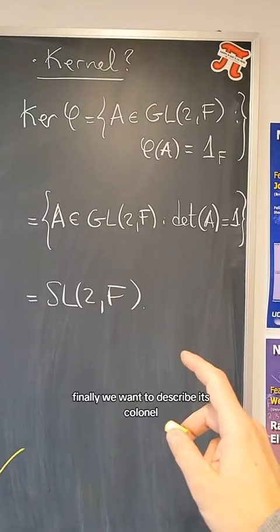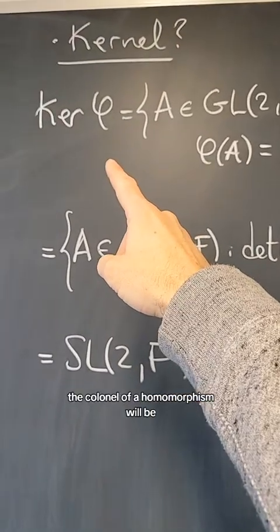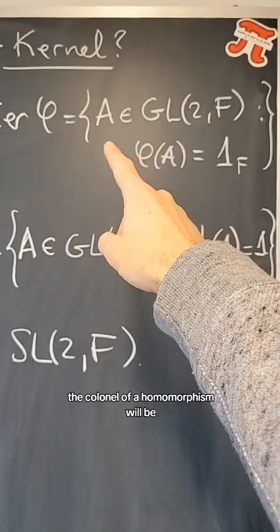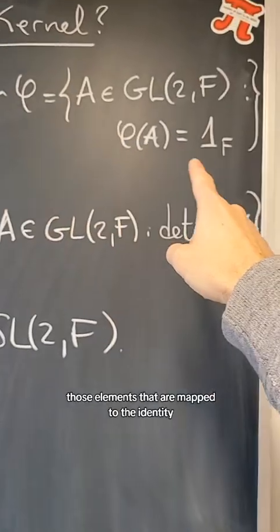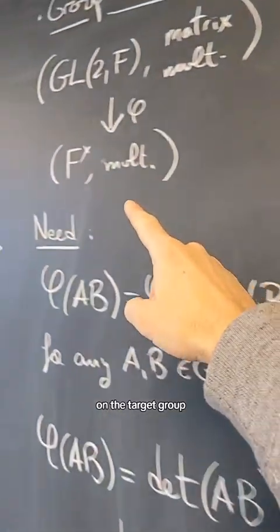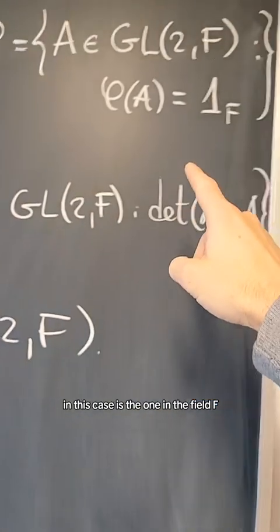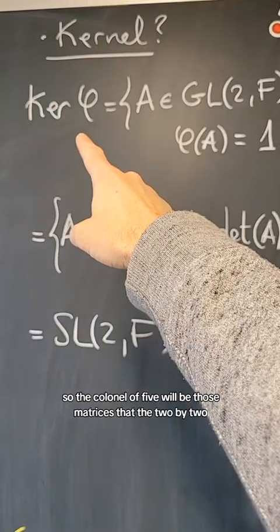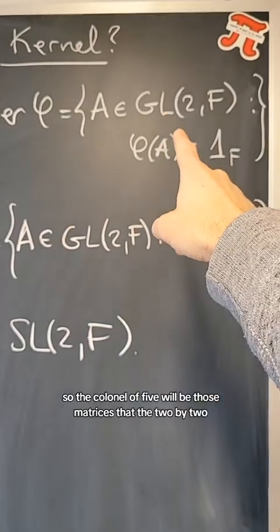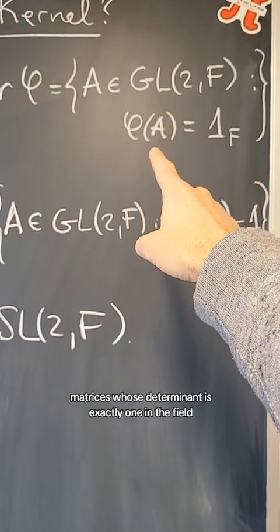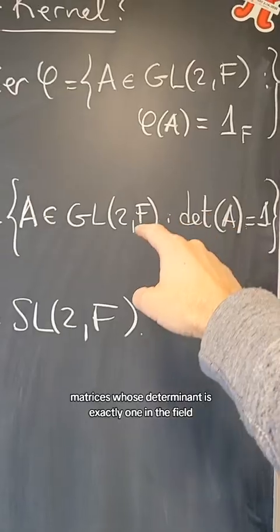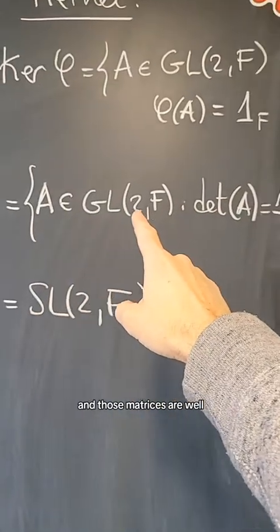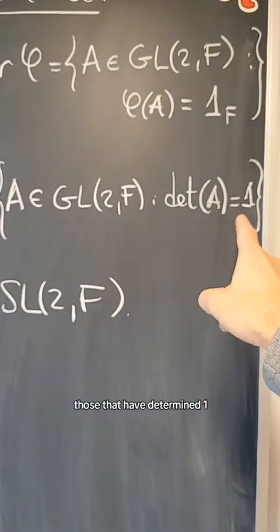Finally, we want to describe its kernel. The kernel of a homomorphism will be those elements that are mapped to the identity on the target group. In this case it is the 1 in the field F. So the kernel of phi will be those 2x2 matrices whose determinant is exactly 1 in the field, and those matrices are, well, those that have determinant 1.